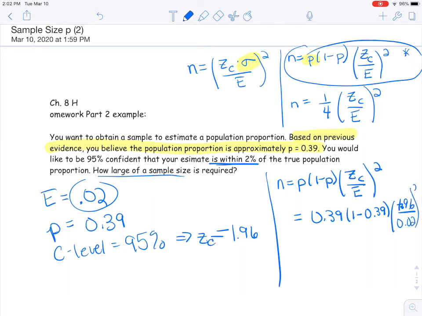0.02 squared. Now just be careful when it gives it to you as a percent to make sure when you change it to that decimal, you change it correctly. Okay, so if I put this in my calculator, I'll let you go ahead and do that. I got 2,284.79. No matter what this number is, we always round up, so our sample size would be 2,285.